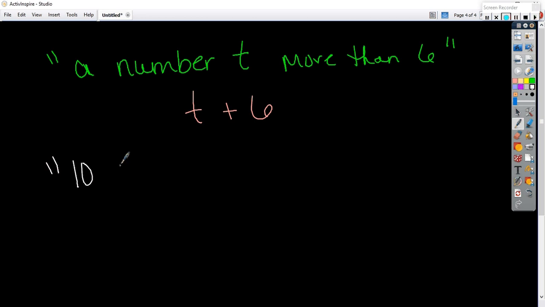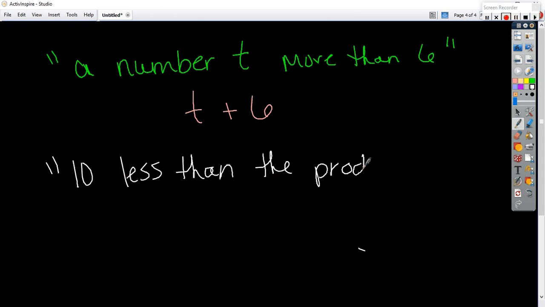How about this one? 10 less than, you have to be careful with the less than ones in the order that you do them. Then the product, what does product mean? Good job. Then the product of 7 and F. What you got?